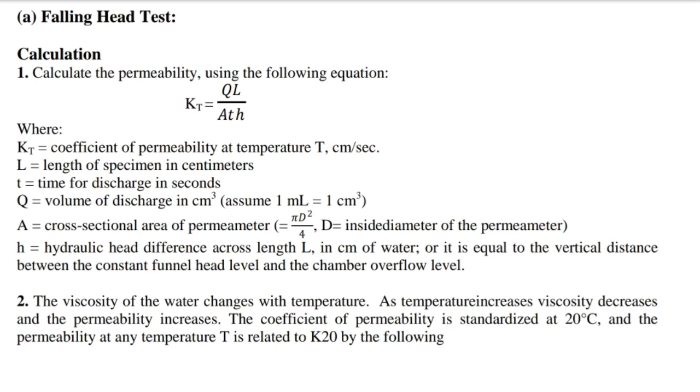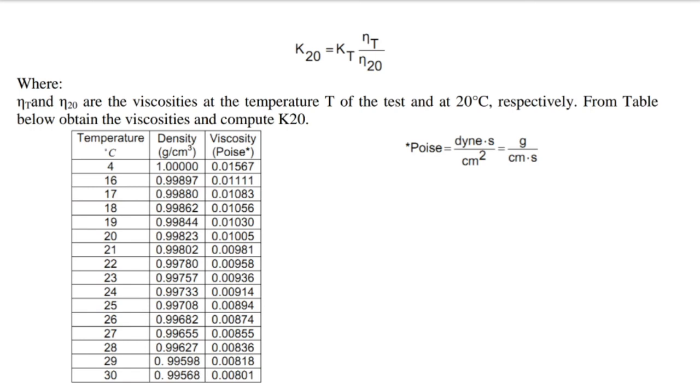2. The viscosity of the water changes with temperature. As temperature increases, viscosity decreases and the permeability increases. The coefficient of permeability is standardized at 20 degrees C, and the permeability at any temperature T is related to K20 by the following, where eta T and eta 20 are the viscosities at the test temperature T and at 20 degrees C respectively. From the table below, obtain the viscosities and compute K20.